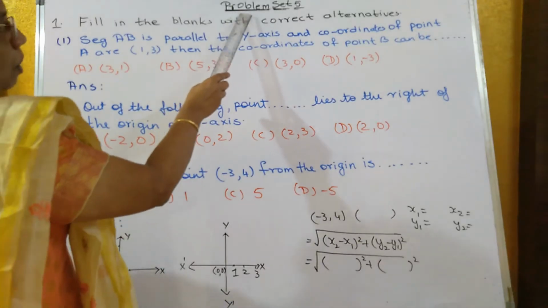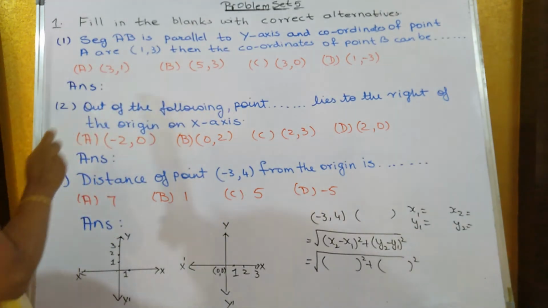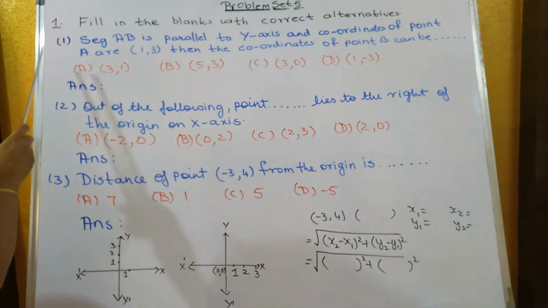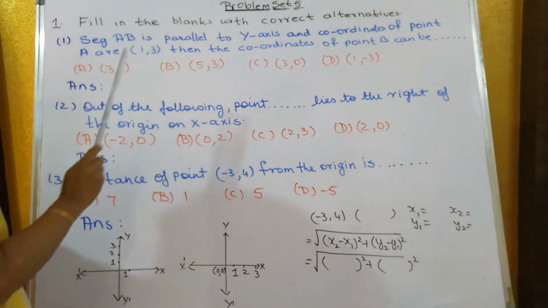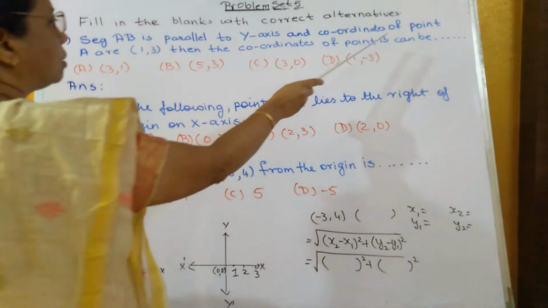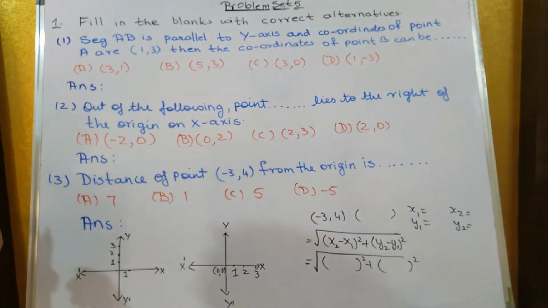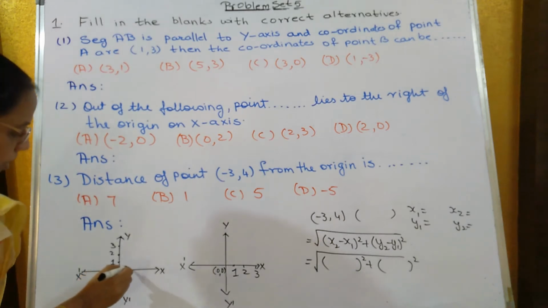Now problem set 5, first question, fill in the blanks with correct alternative. That is a MCQ question. The first one is what? Segment AB is parallel to y-axis and the coordinates of A is given as 1, 3, and we have to find out the coordinates of B. So segment AB is parallel and the coordinates of A is what? 1 and 3. So 1 and 3.